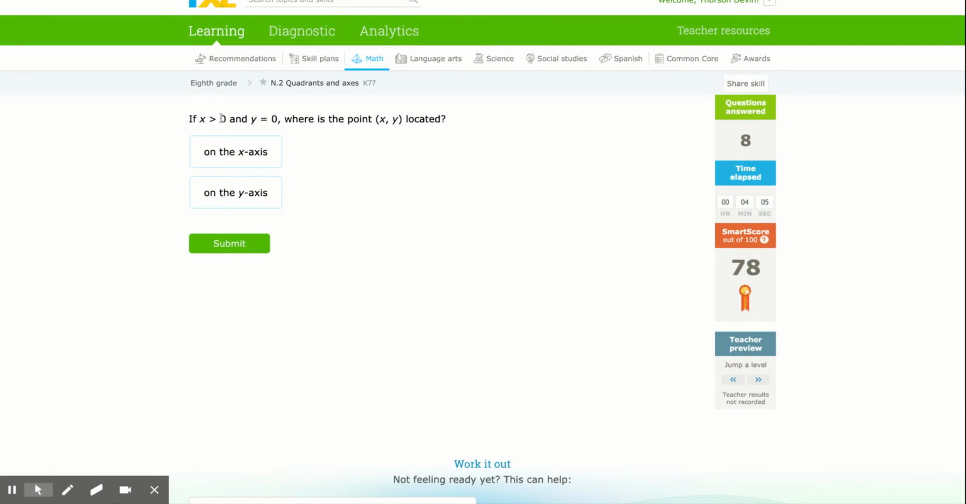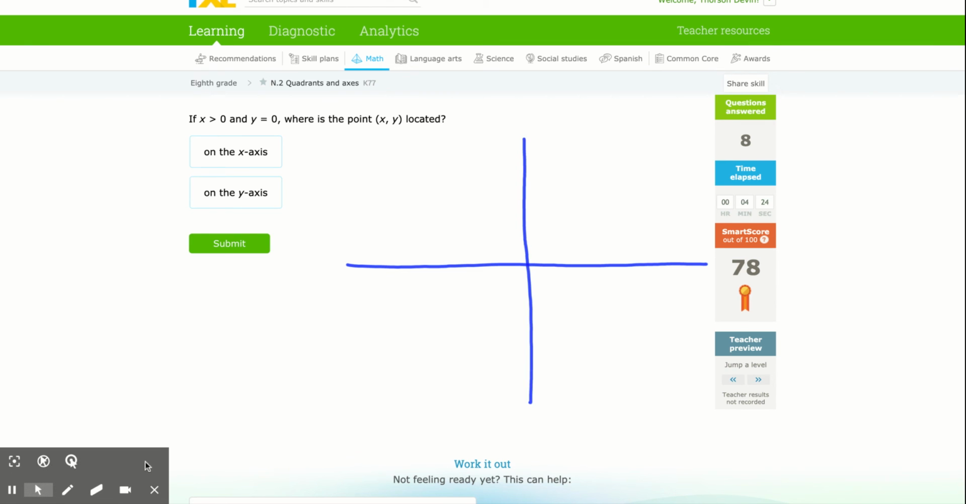Okay, if x is greater than 0, which means x is positive, and y is 0, where is the point xy located? Now, this is another thing that you need to understand about the x and y axis, is if you have a point that is on one of the axes, then one of the values is going to be 0. And this is the way you'll know. It's opposite of what you kind of see. If the point is on the y-axis, then the x value will always be 0. If the point is on the x-axis, then the y value will be 0, because you're not up or down.